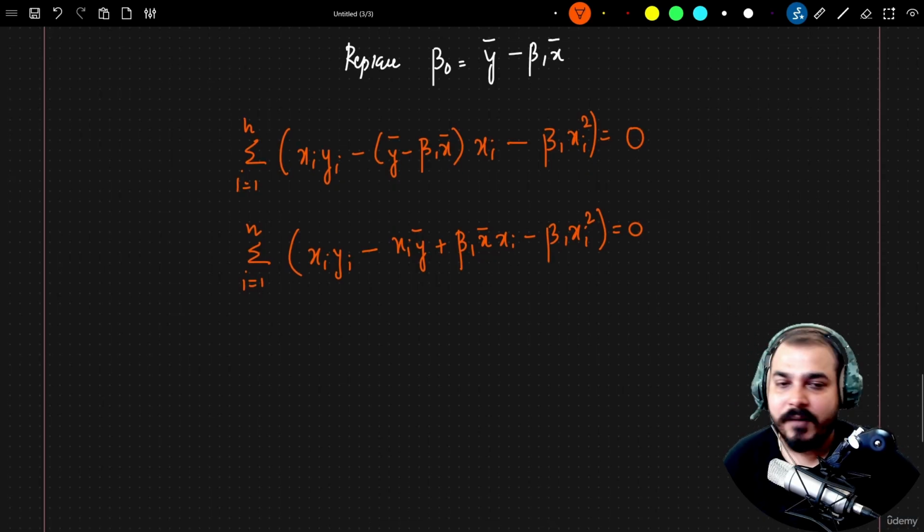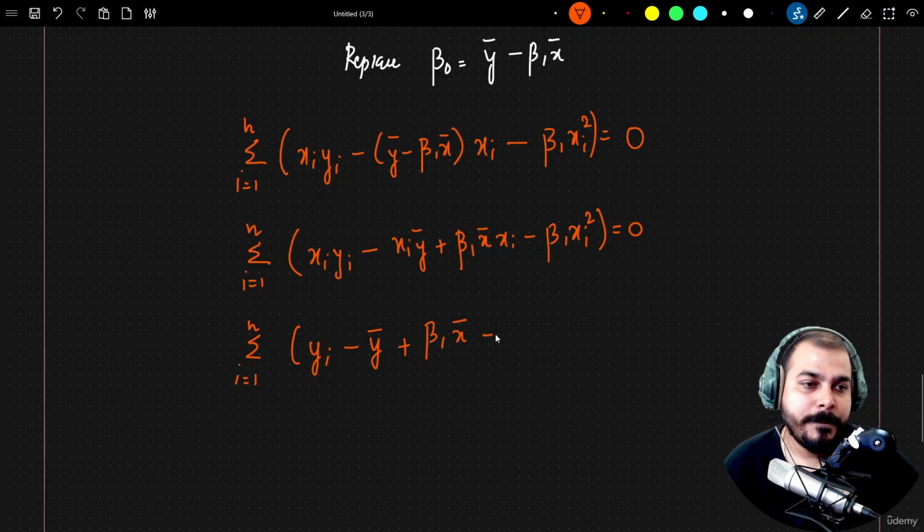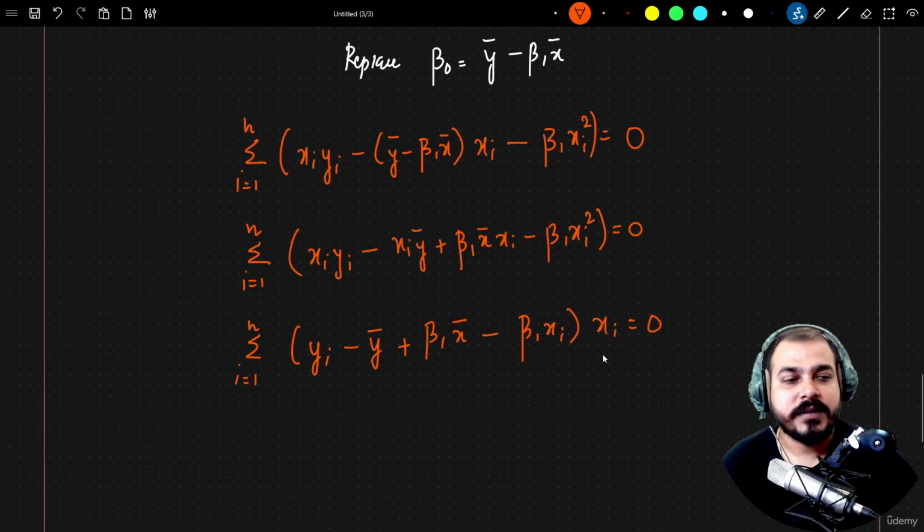Now the next step after this is that in all this equation, the most common thing that you'll be finding is x of i. So let me take x of i outside. So here we'll basically have y of i minus y bar plus beta 1 into x bar minus beta 1 into x of i, and this x of i will come outside. Now you can remove this x of i by just putting this in the denominator. So obviously this will be entirely 0 only this side, and this x of i can also be lost.